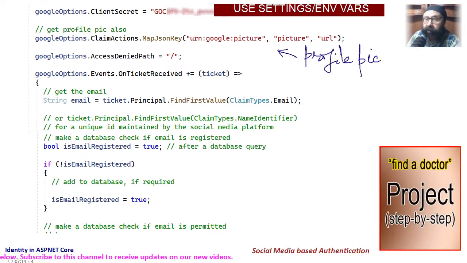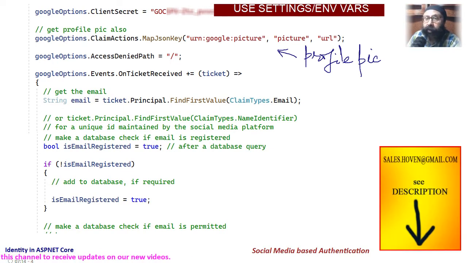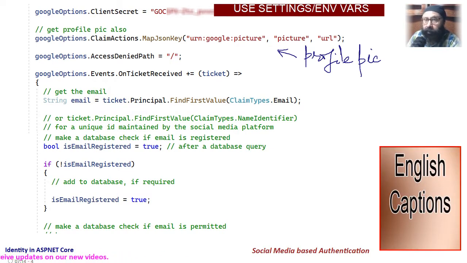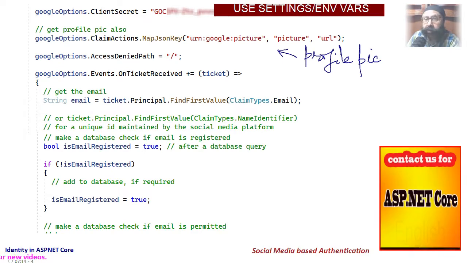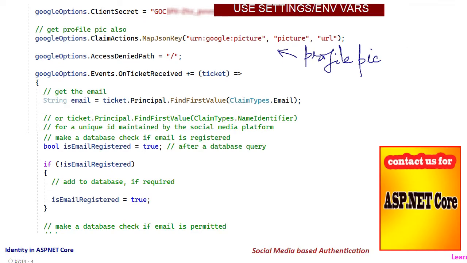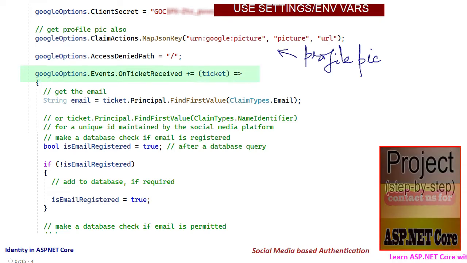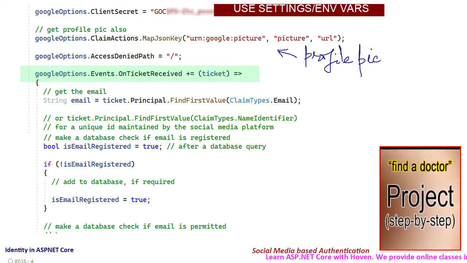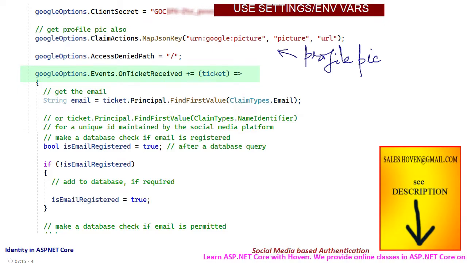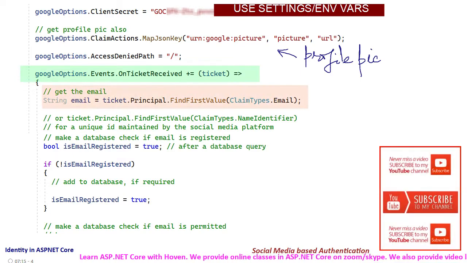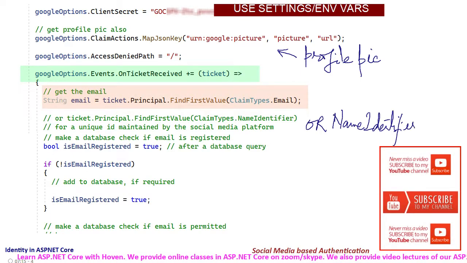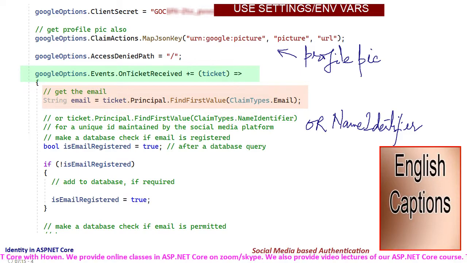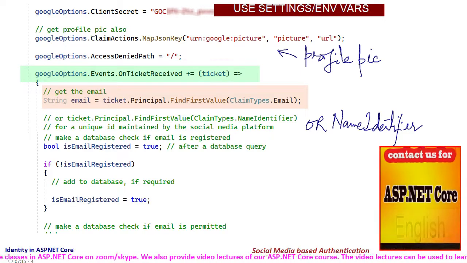MapJsonKey can be used to obtain a URL for the profile picture. If you do not add this call, then you will not receive the URL to the profile picture. And lastly, we have subscribed to the ticket received event. This event is raised after a user has successfully authenticated from the login page of Google. We can extract the email at this point, or we could have obtained the name identifier, which is a unique ID maintained by social media platforms.